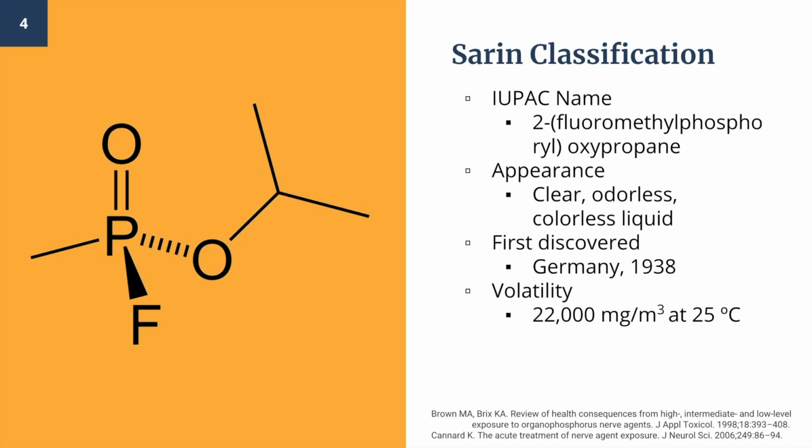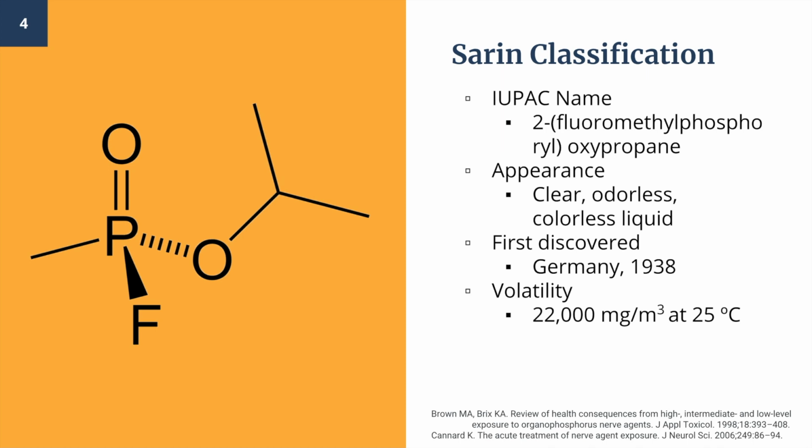Sarin, also known as 2-fluoromethylphosphoryl oxypropane, is an organophosphoric nerve agent with a high toxicity in humans. The compound was first discovered in 1938 by German scientists searching for a possible insecticide and was later developed into a chemical weapon during World War II.